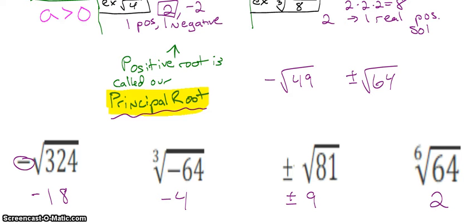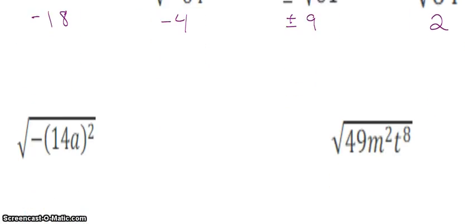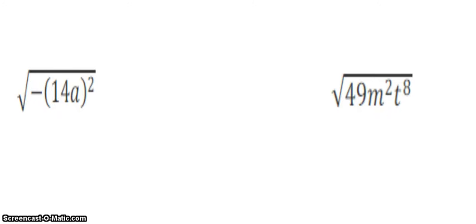And again, since there's no positive or negative out in front, it's presumed that we want the principal root. Here we have the negatives, the square root of negative parentheses 14a squared. I've got a square root, and there's a negative inside, and the negative is not inside the parentheses to be squared. I cannot take the square root of a negative number, so there's no solution for that one.